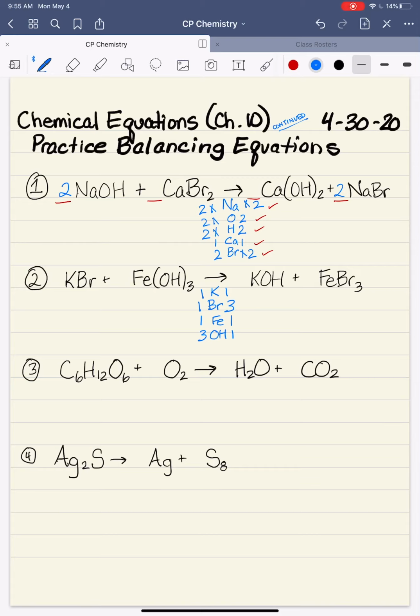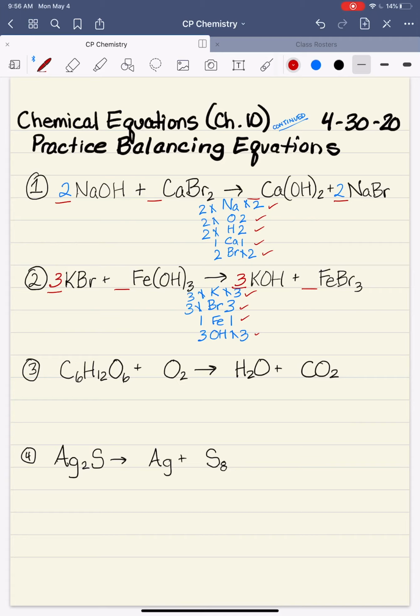First thing I want to do is go ahead and put a 3 in front of KOH, and that gives me 3 potassiums and 3 hydroxides. And that makes me want to put a 3 in front of KBr. And that's going to give me 3 of these and 3 of these. So here we are again. Everyone's in balance, and our coefficients become 3, 1, 3, 1.